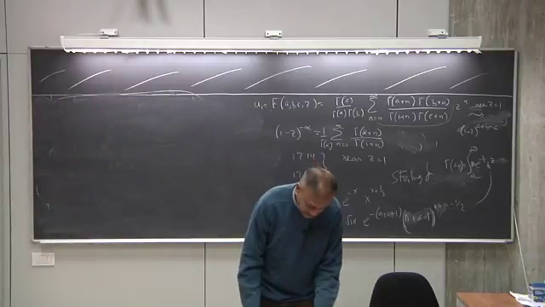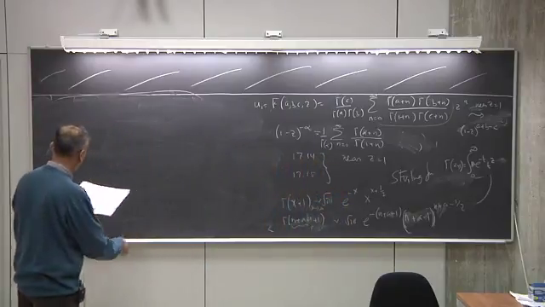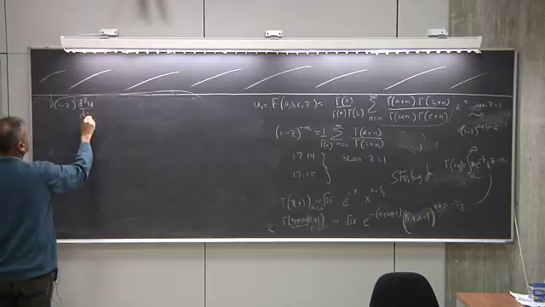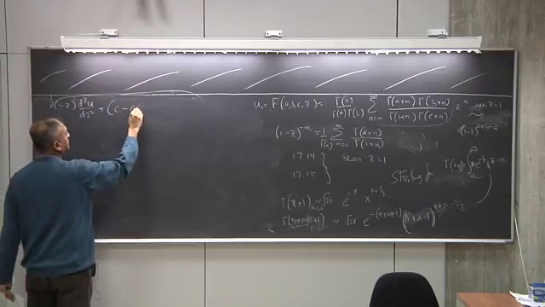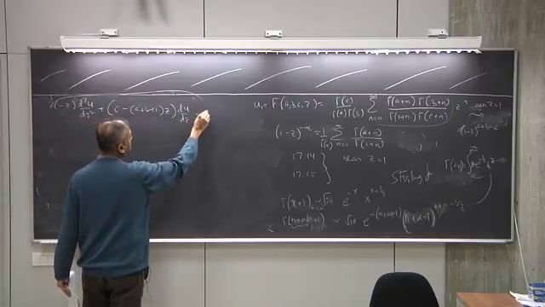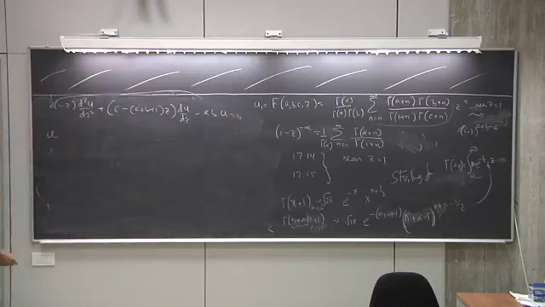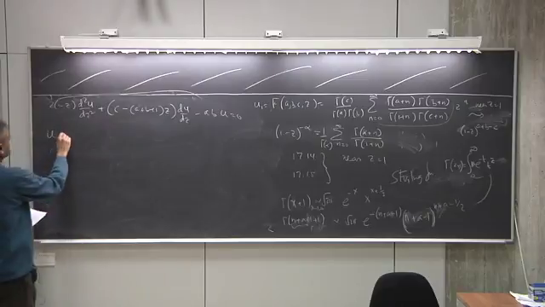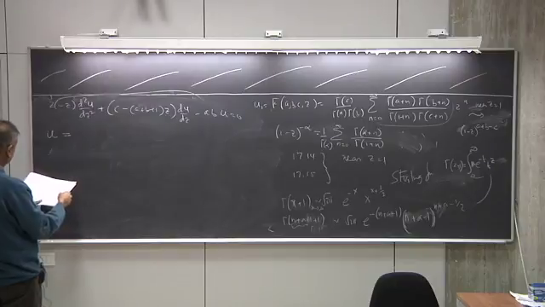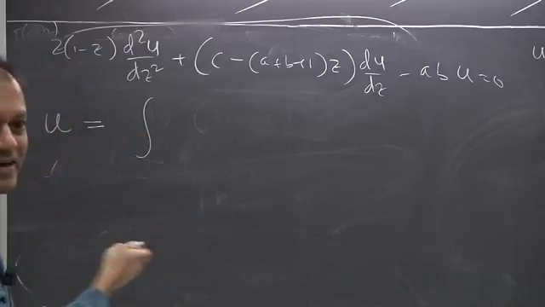Okay, so the basic idea here is to try to write the solution to the original differential equation. The original differential equation was z(1-z) d²u/dz² plus (c - (a+b+1)z) du/dz minus ab u equal to 0. Just try to write u as an integral representation. So I will try to write an ansatz.